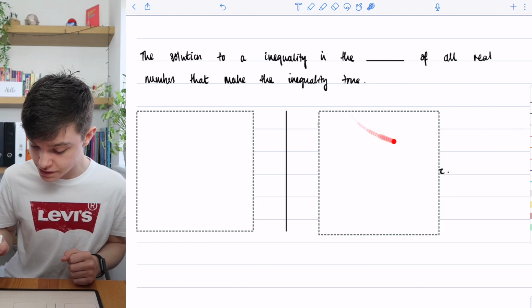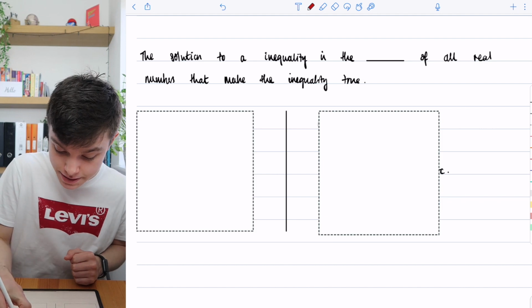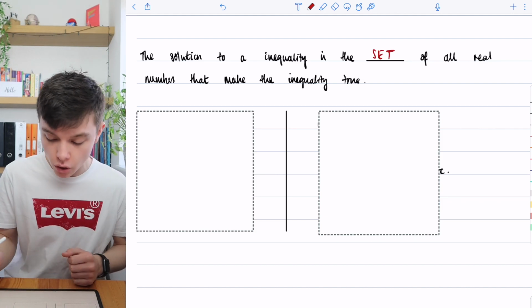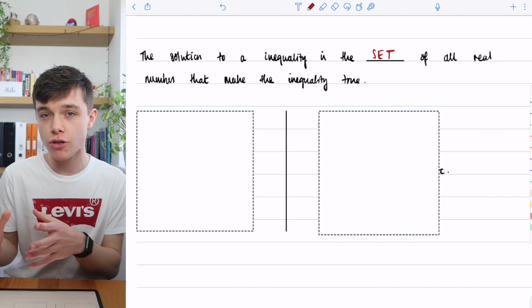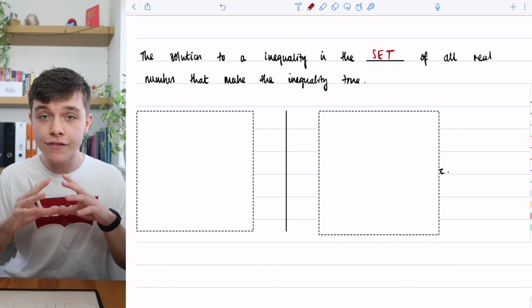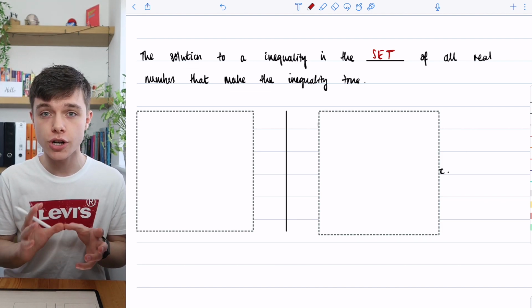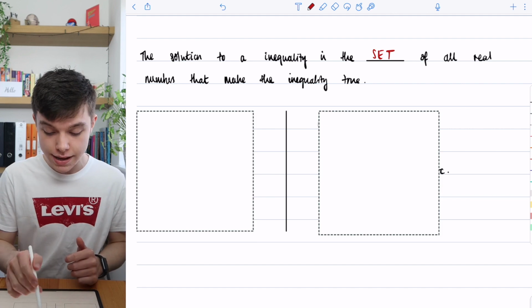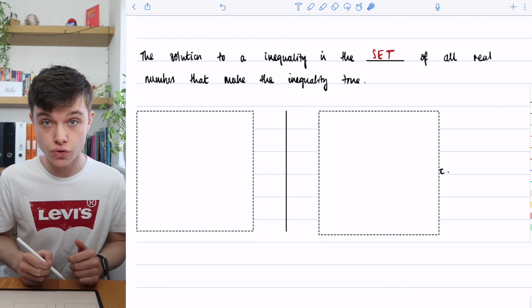And the something that goes here is the set. It's the set of all real numbers. Don't worry too much about the numbers being real. It's just the set of all the numbers we can substitute into our inequality to make that inequality true.